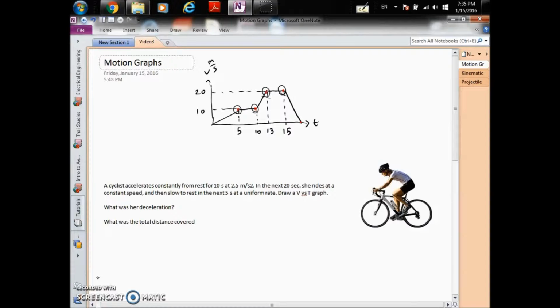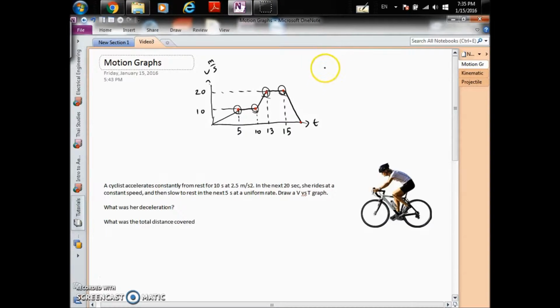Hi guys, today's demonstration is going to be about motion graphs. I'm sure you know how to read a velocity time graph, so I'm going to skip that. A key tip is to always analyze the question first and look for key information so that you can plot these points first. Once you have those points on the graph, it's quite easy to just connect the lines together.